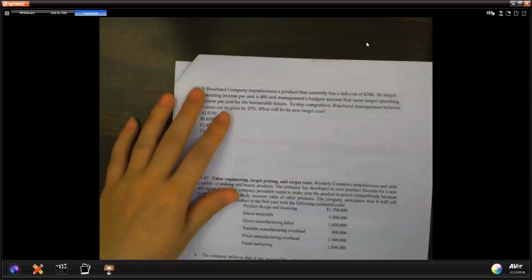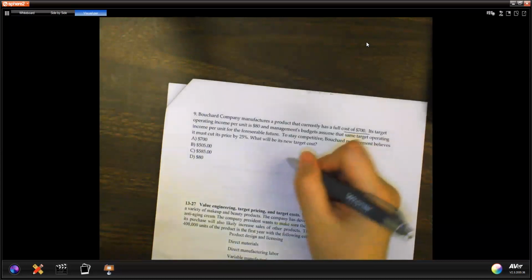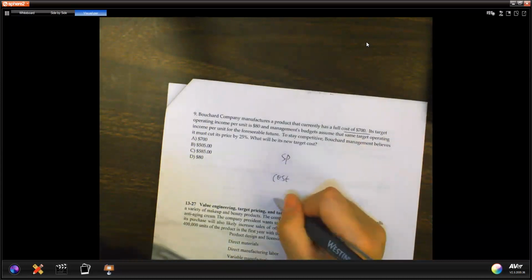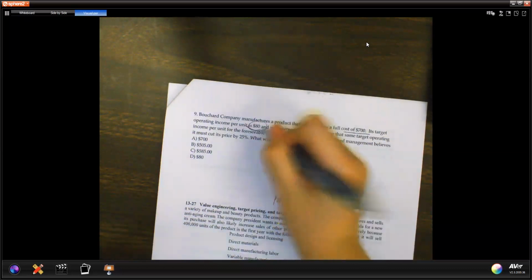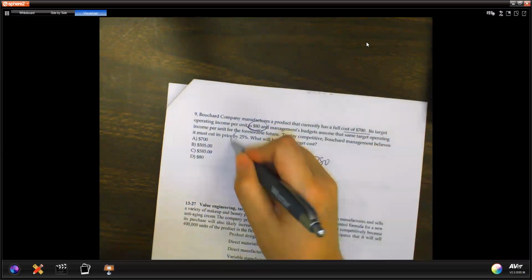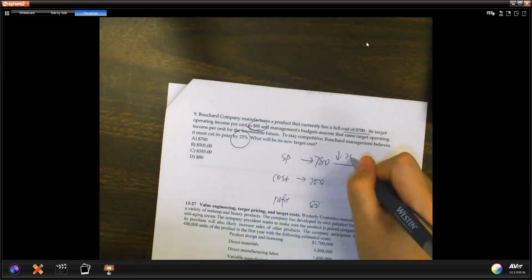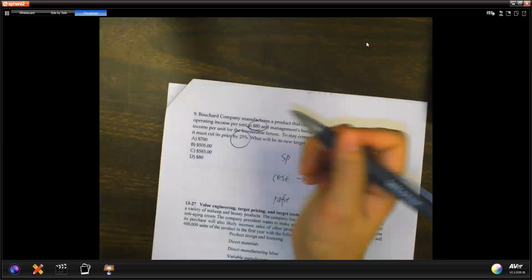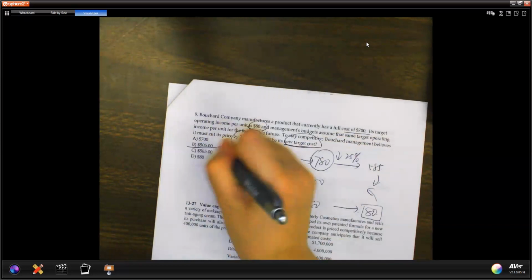Okay, question 9, similar, but it said current full cost. So we have a selling price, we have a cost, we have the profit. Your current cost is 700. Target operating income is 80. That gives you a selling price of 780. Then your selling price will be decreased by 25%, so your new selling price has to be 585. You want to keep the same profit of 80 for each unit. So your new target cost has to be 505.